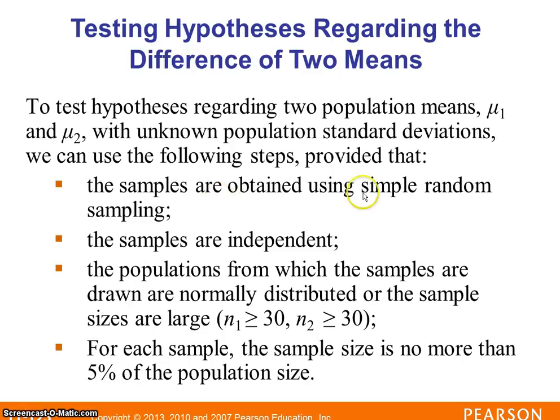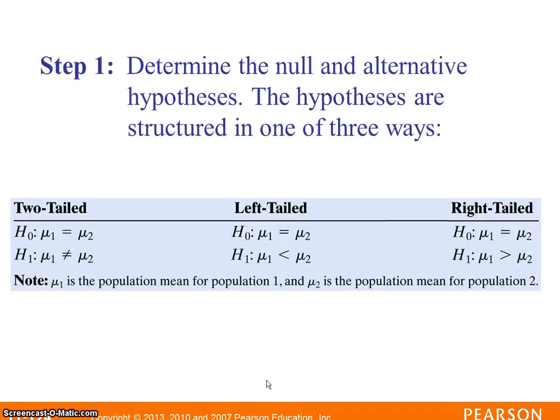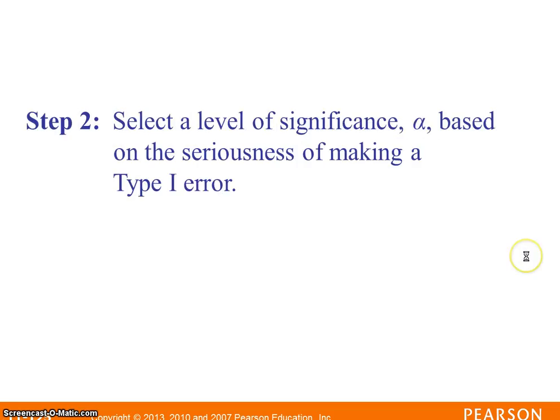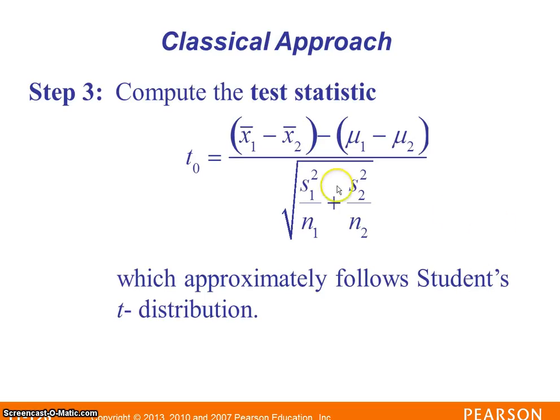The samples obtained are random. The samples are independent. The populations from which the samples are drawn are either normally distributed or the sample sizes are relatively large; in other words, both samples have to be greater than or equal to 30. And for each sample, the sample size is no more than 5% of the population size. Again, we have three types of tests: two-tailed, left-tailed, and right-tailed. And we've got our alpha level, which will be given to you, typically 0.05. Here's the test statistic, which we just looked at.